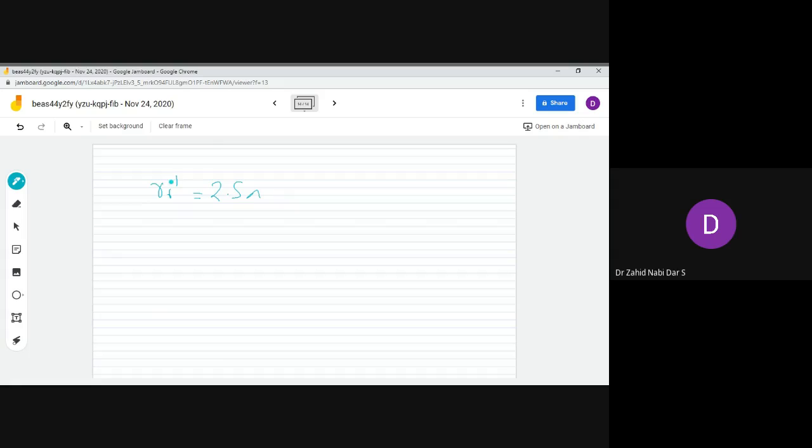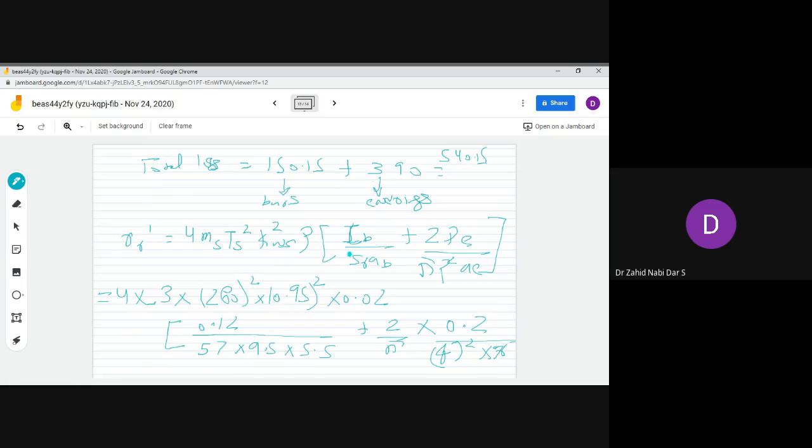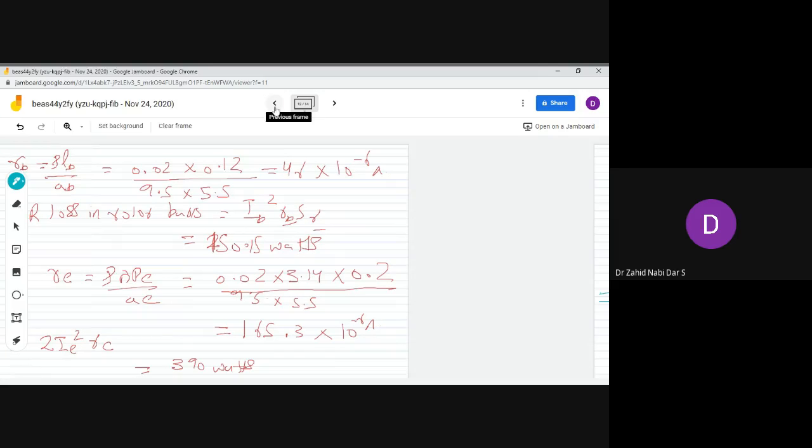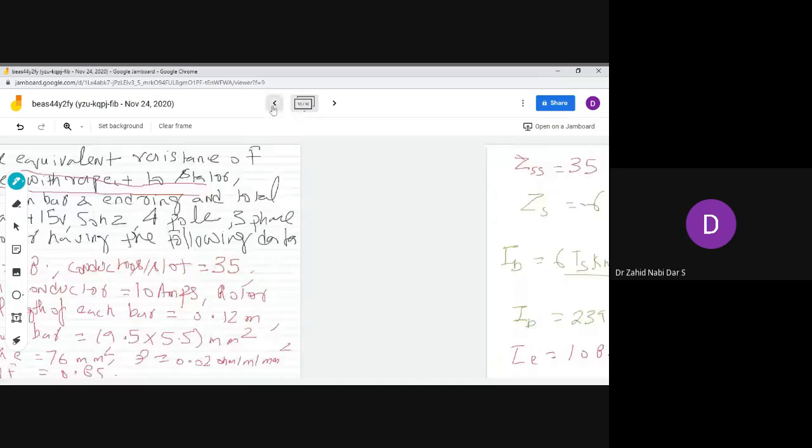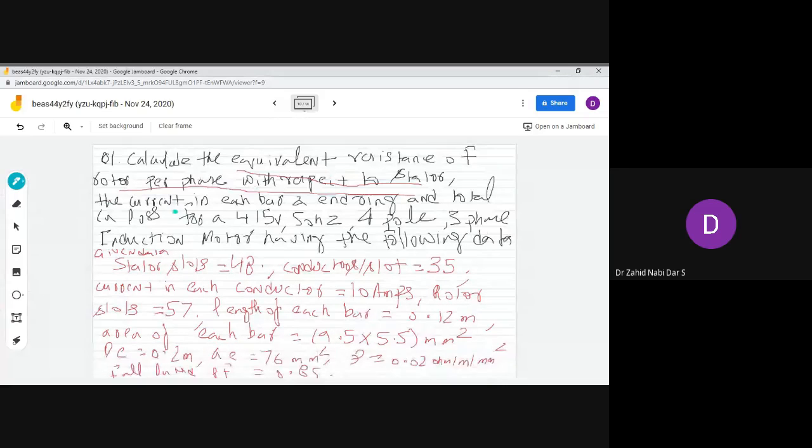So if you see, calculate the equivalent resistance with respect to the stator, the current in each bar. If we wanted to go directly for this expression, we only needed the TS value, which we had to calculate. Rest all the values are there. DE value is there, AE value was there. So directly we could go for this, but they have also asked for the other factors. Calculate the equivalent resistance of rotor per phase with respect to stator, the current in each bar. So he's asking for bar current, IB, and end ring current, IE, and total copper loss also.